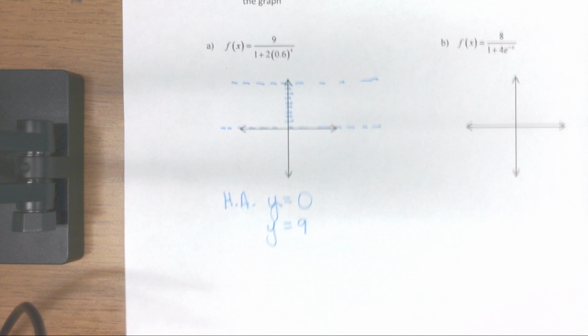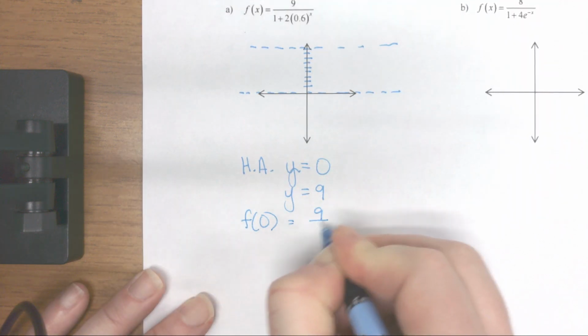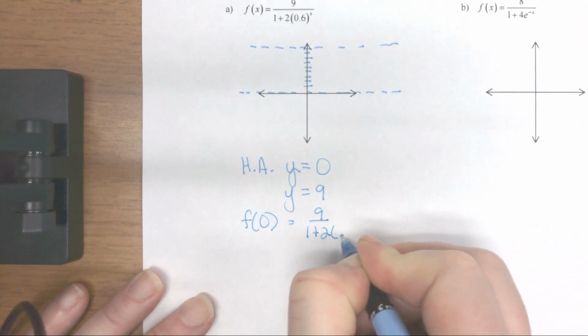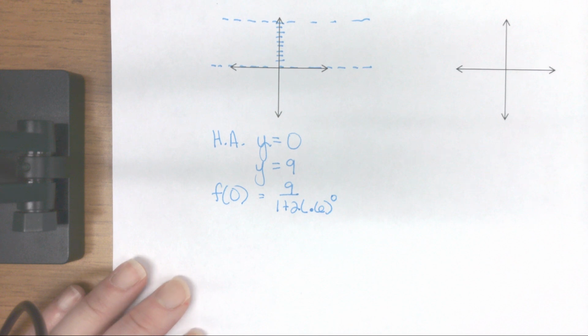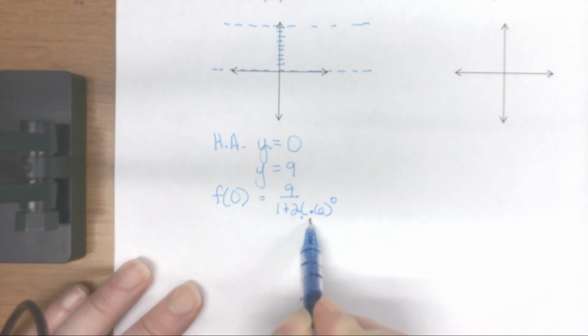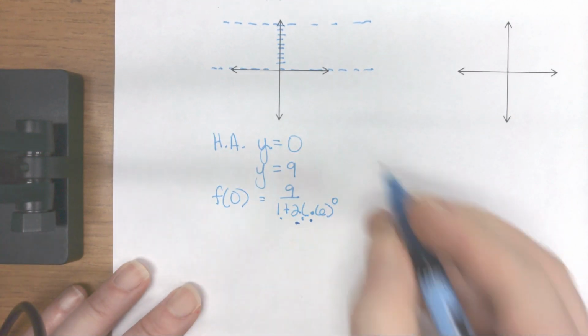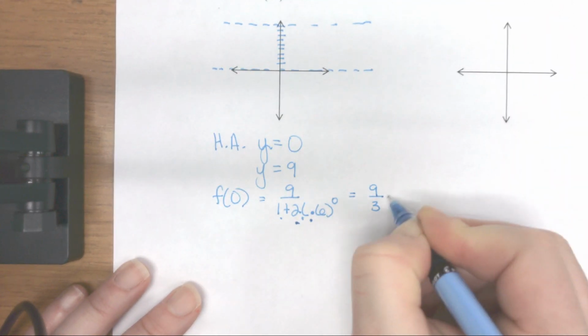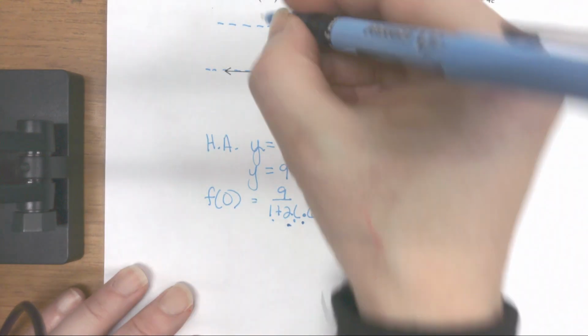Next, let's find f of 0. So we have 9 over 1 plus 2 times 0.6 to the 0. What's 0.6 to the 0? One. 2 times 1 is 2. 1 plus 2 is 3. This is just 9 over 3, which is 3. Would you plot the point 0, 3?